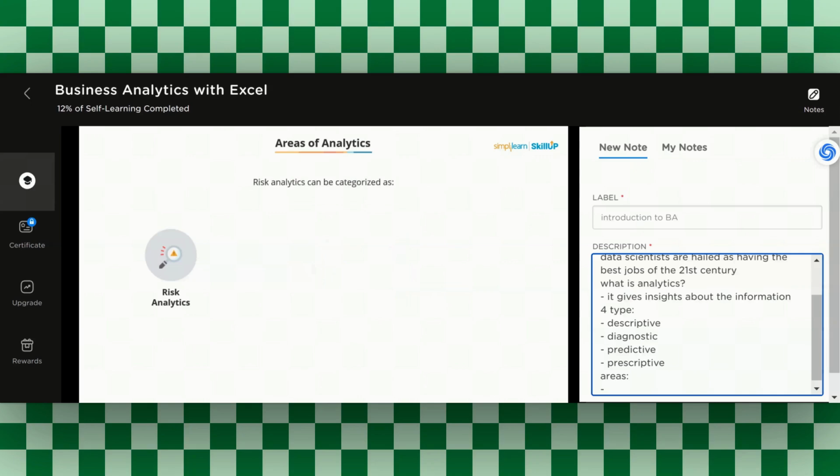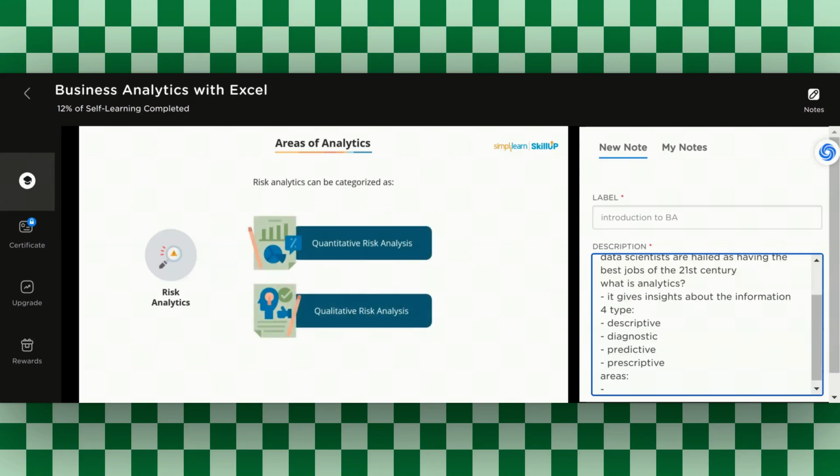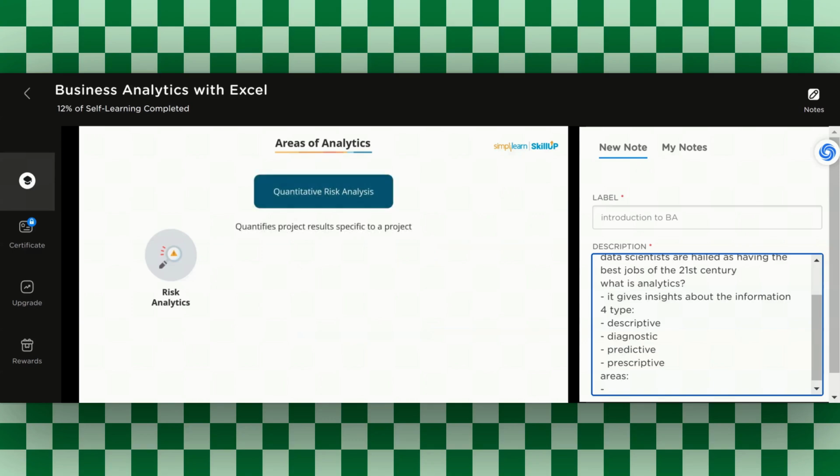Risk analytics can be categorized as quantitative risk analysis and qualitative risk analysis. Quantitative risk analysis quantifies the possible project results specific to a project. This analysis tries to numerically evaluate the possibilities of various adverse events and predict the losses a company would go through if any of the possibilities come true.